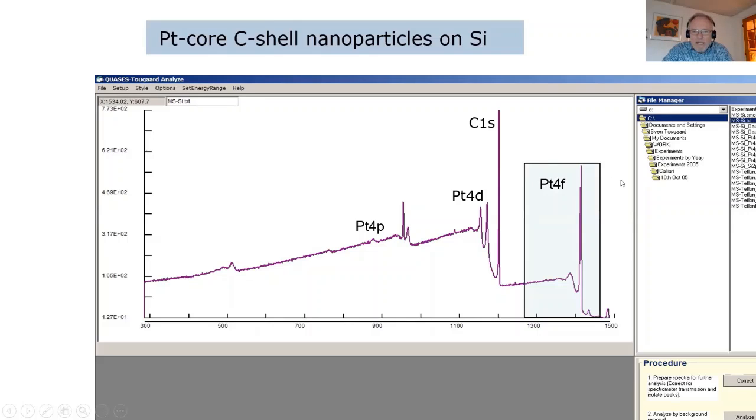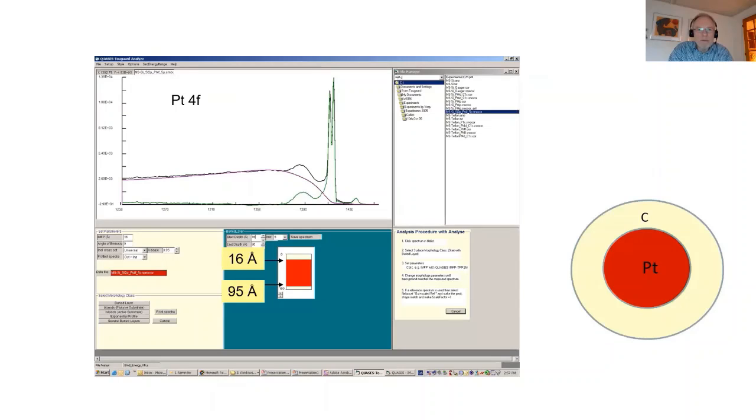The platinum 4d could not be used. Platinum 4p can be used. I'll show that in a little while. But of course, the most obvious peak to choose here is platinum 4f. And here's the analysis, and we get a rough structure of the nanoparticle here. Platinum from about 16 angstroms to about 95 angstroms.